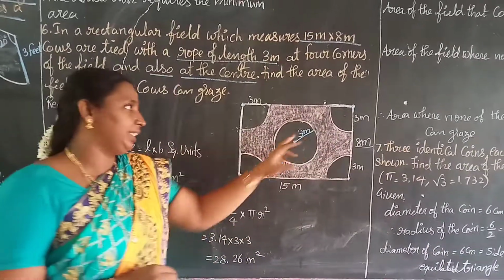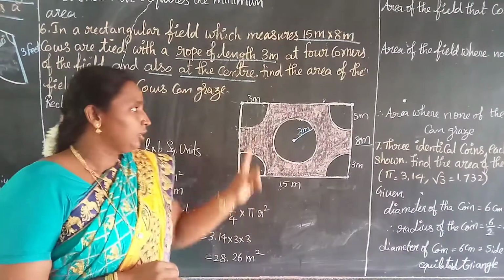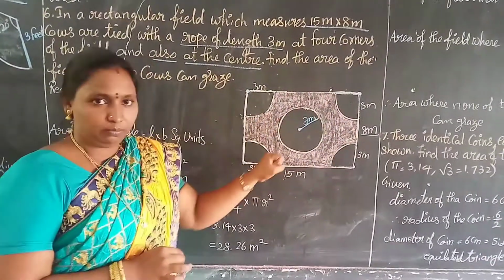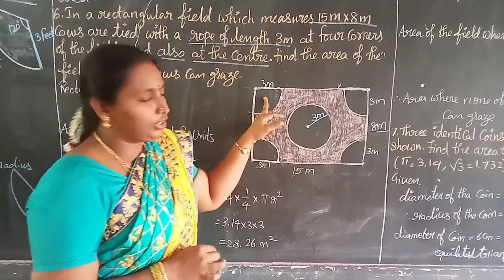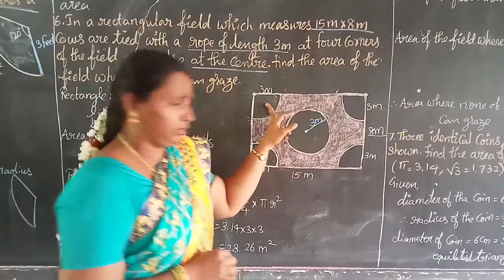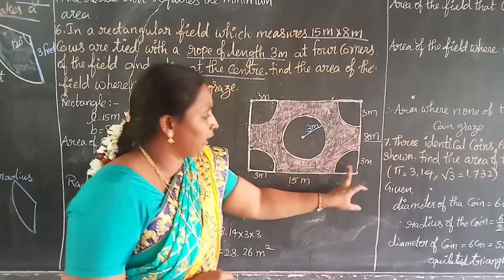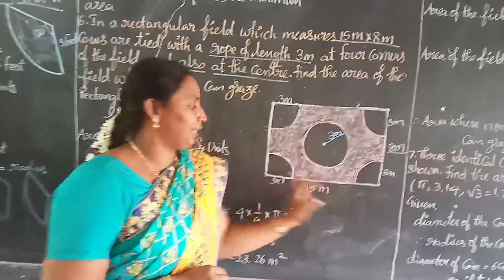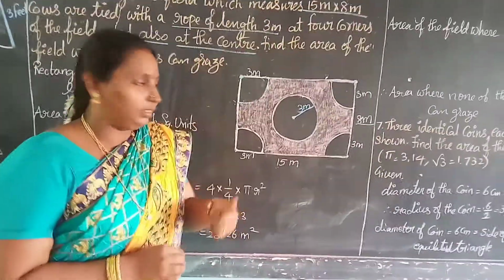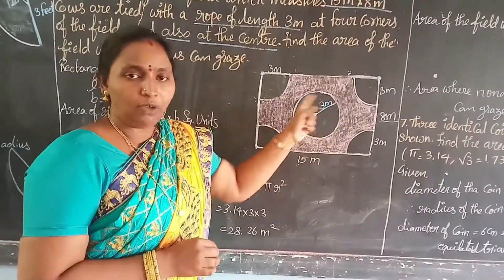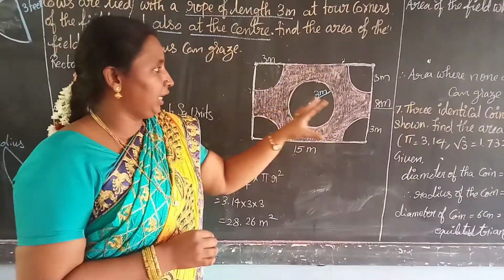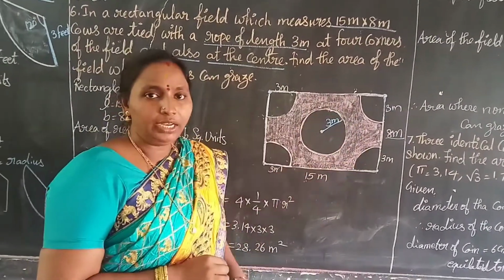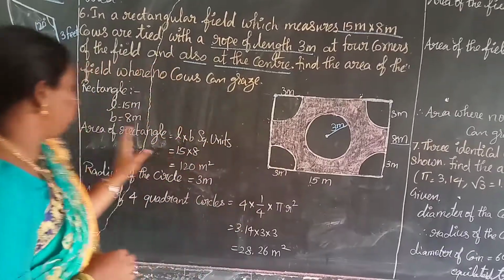So how to find the area of this shaded portion? You have to find the area of the rectangle first, the whole area. Next, what are the areas not shaded? Here a circular quadrant, here a circular quadrant, and the radius is 3 only. So 4 into circular quadrant, 4 circular quadrants, and then the area of 1 circle. If you find this area and subtract it from the area of the rectangle, you will get the area of the shaded portion. Do you understand this? Move on to the sum.